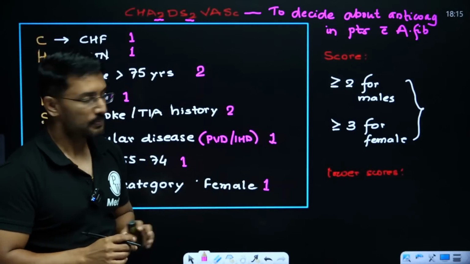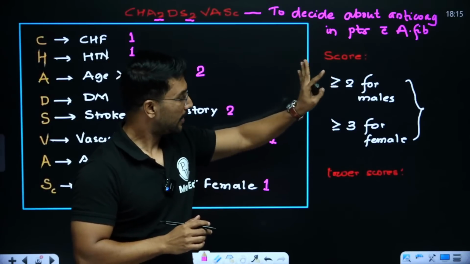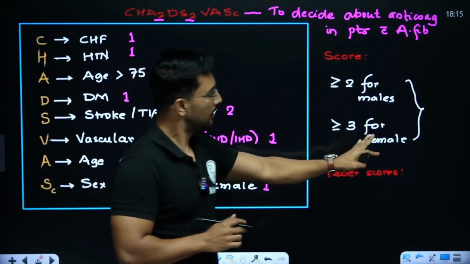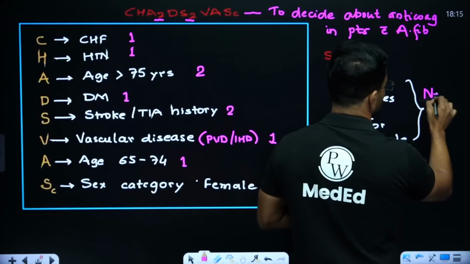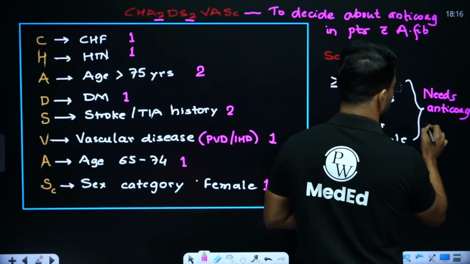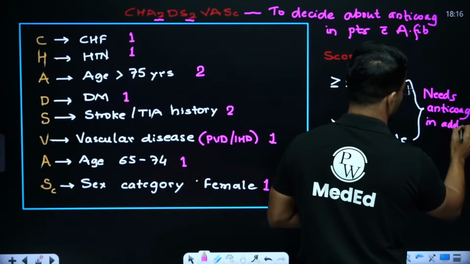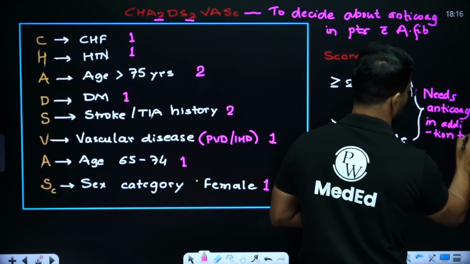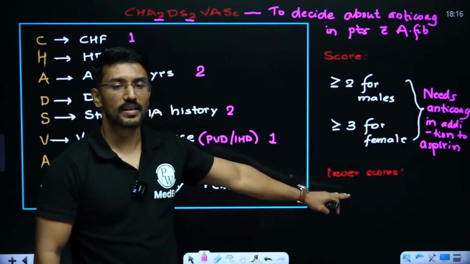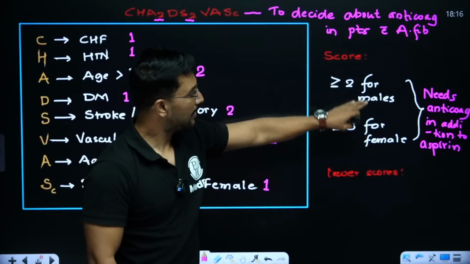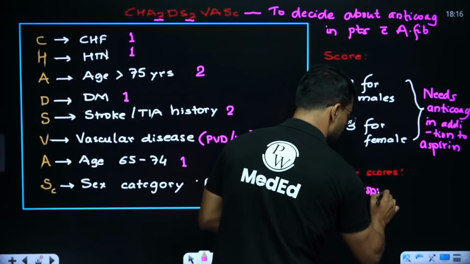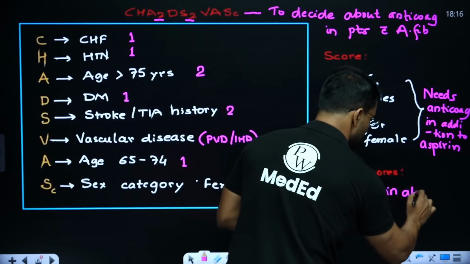Once it is calculated, we have to see how much it is. If it is more than or equal to 2 for males, or more than or equal to 3 for females, it needs anticoagulation in addition to aspirin. But for scores lower than this, meaning less than 3 for female and less than 2 for males, aspirin alone is enough.